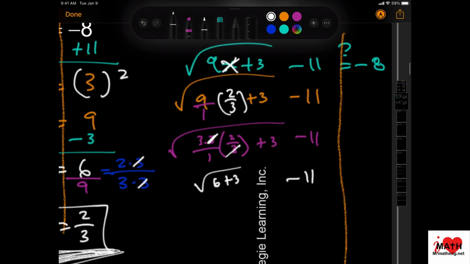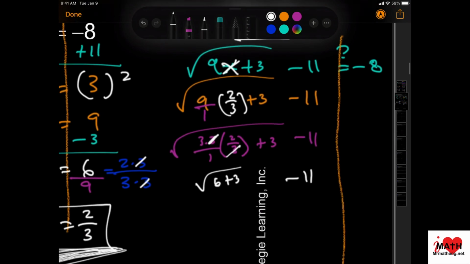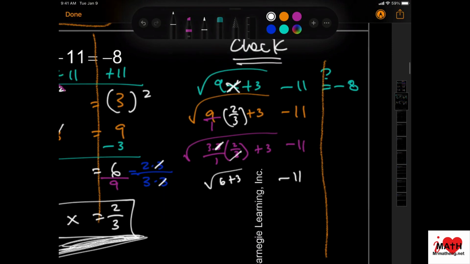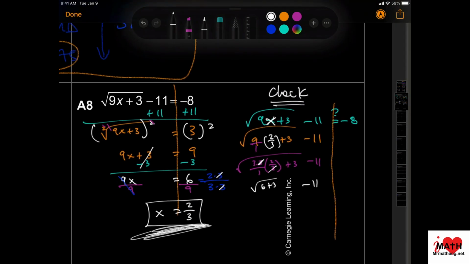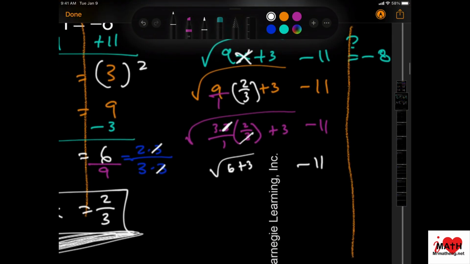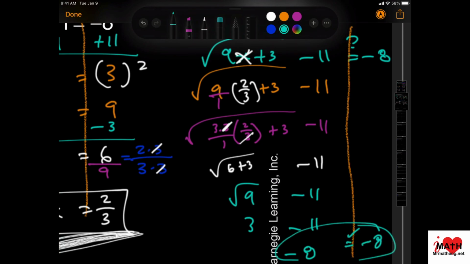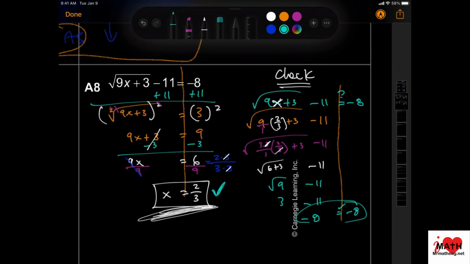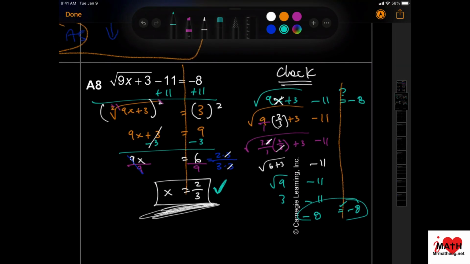Something went wrong here. I changed the number now. Let's see. So square root of 9 is, oh, we're okay, we're okay. Square root of 9 is 3 minus 11 equals negative 8. And that equals our other number over here. So this one works. So there you have it, 8 examples of solving basic radical equations.